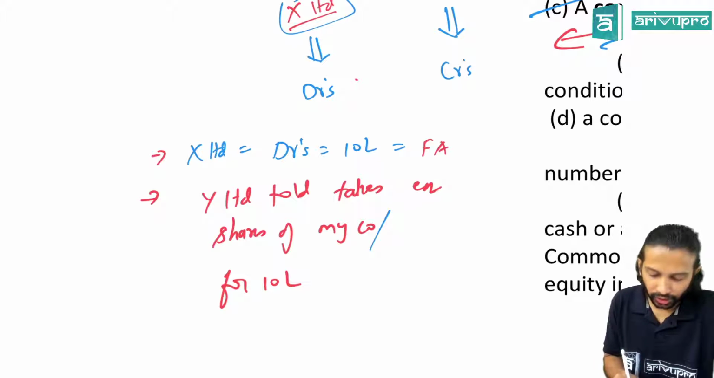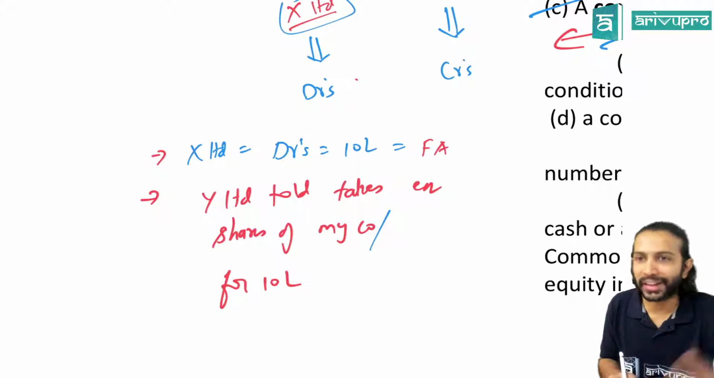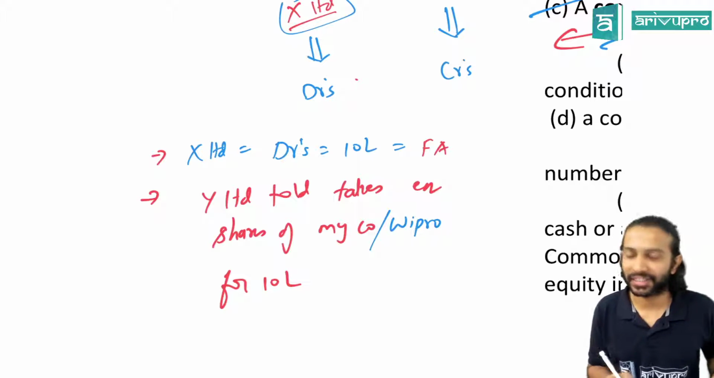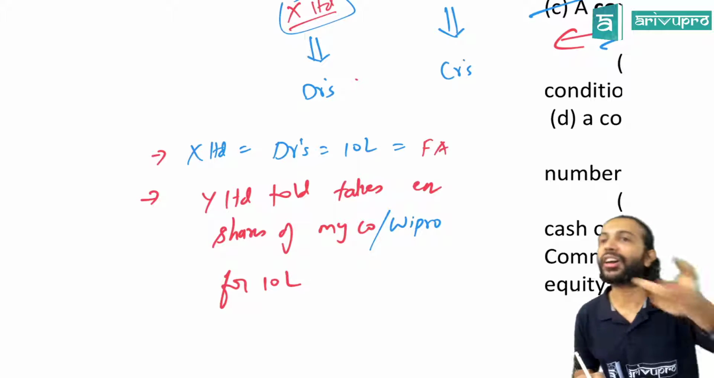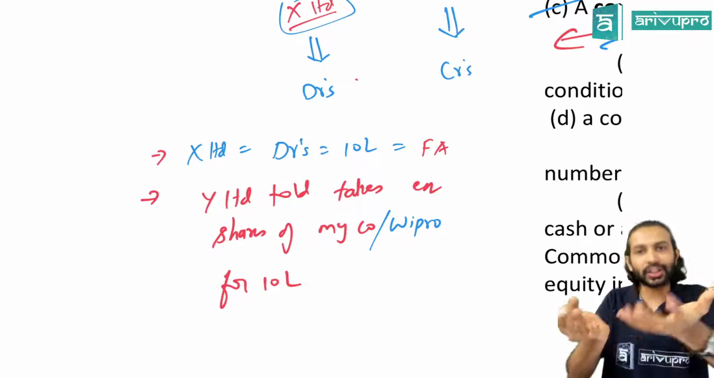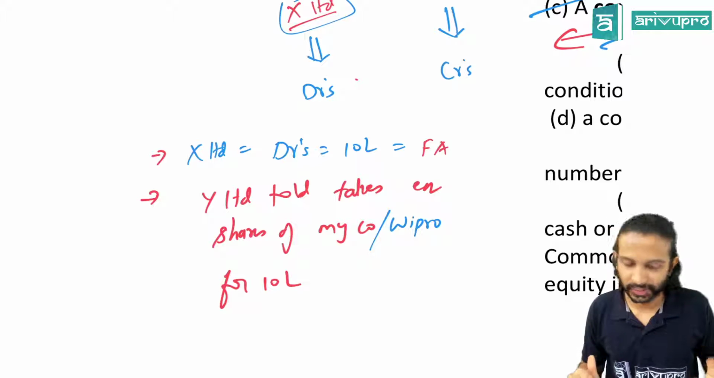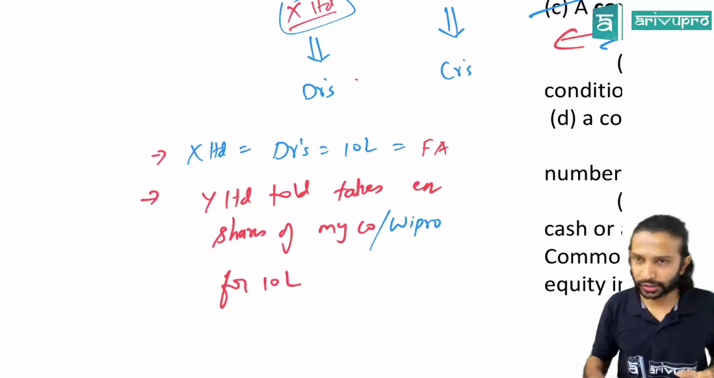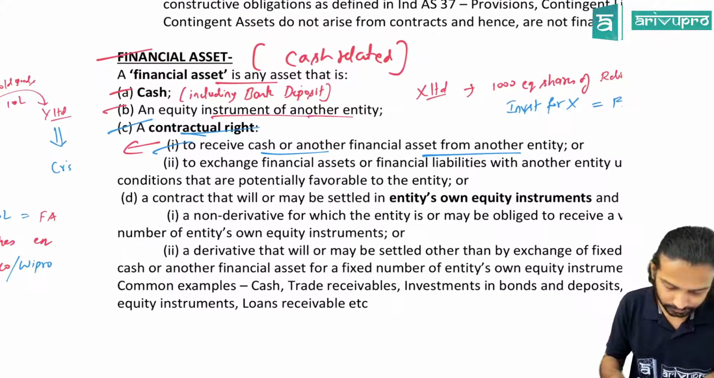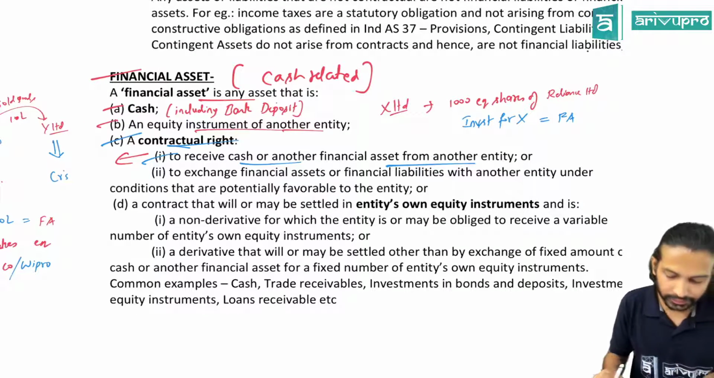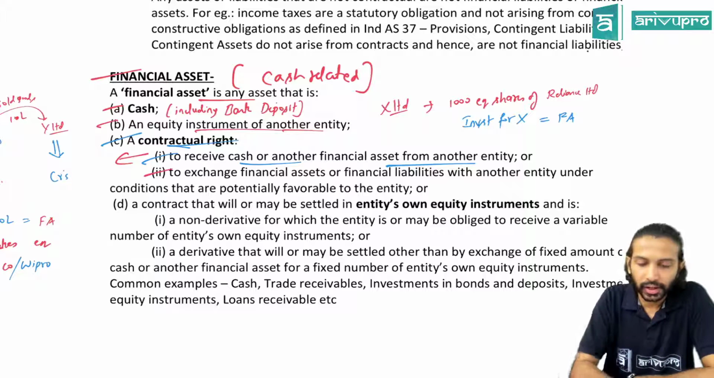Okay, can I modify that example to know whether you understood? He said, I will give you equity shares, but not of my company, but of Wipro. It doesn't matter whether he gives his company's shares or another company's shares, because as long as you are receiving equity shares of another company, it is a financial asset. So the third point is clear: a contractual right to receive cash or financial asset from another entity. Can I move on to the next one?